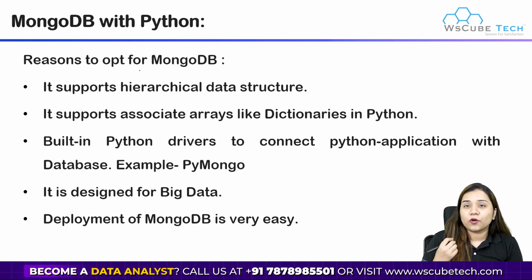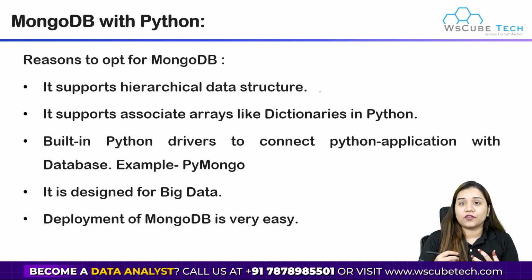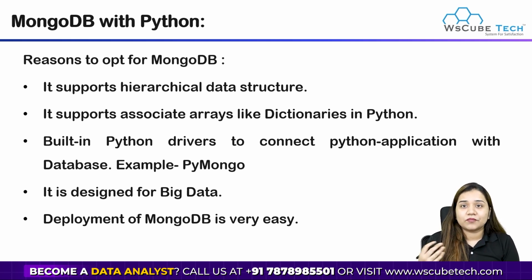Moving ahead and talking about why we should opt for MongoDB and what is the combination of MongoDB and Python, let's have a look at that. So it supports hierarchical data structure. If I talk about documents, we can send the data in the format of a document. It supports associative arrays like dictionaries in Python. In Python, the dictionary is a very simple thing: we have a key and we have a value. These key-value pairs get stored in the format of a document inside MongoDB.